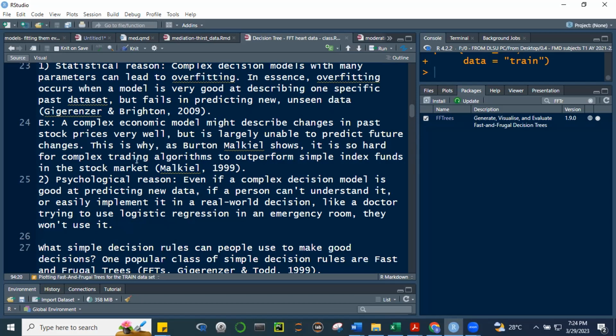predict stock prices, changes in stock returns, no? Nagfi-fail siya, no? Hindi niya na-outperform yung isang model lang na napakasimple based on index funds. And that was a research based on Malkiel in 1999. Okay. So aside from the complex reason, meron ding reason na psychological.